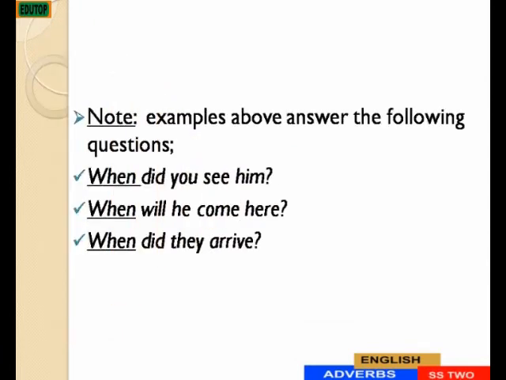The examples above answer the following questions. When did you see him? Then it relates to the first one. I saw him last week. The second one, when will he come here? He will come here tomorrow. And lastly, when did they arrive? They arrived in the morning.